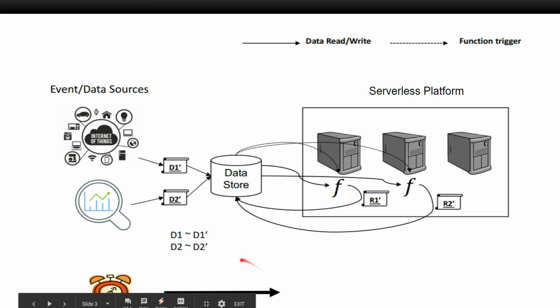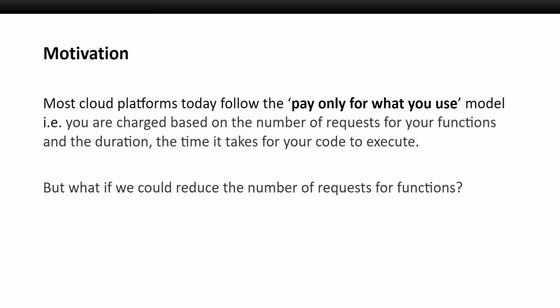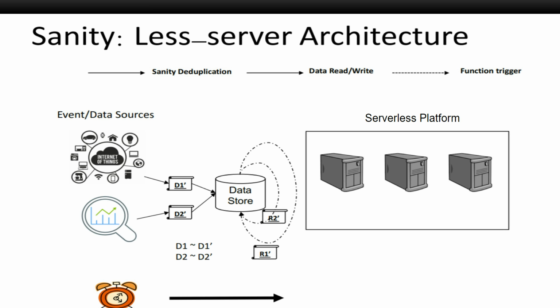Now, what if the data that comes into the data store is duplicate? In that case, stateless functions that are being executed are redundant. Imagine this on a large scale where the data that is coming in comes in every second, and we are executing these functions again and again for the same data. Nowadays, most cloud vendors charge you based on the number of times your functions are executed and the duration for which the function executes. But what if we could reduce the number of executions itself? So this is what sparked the idea for our project.